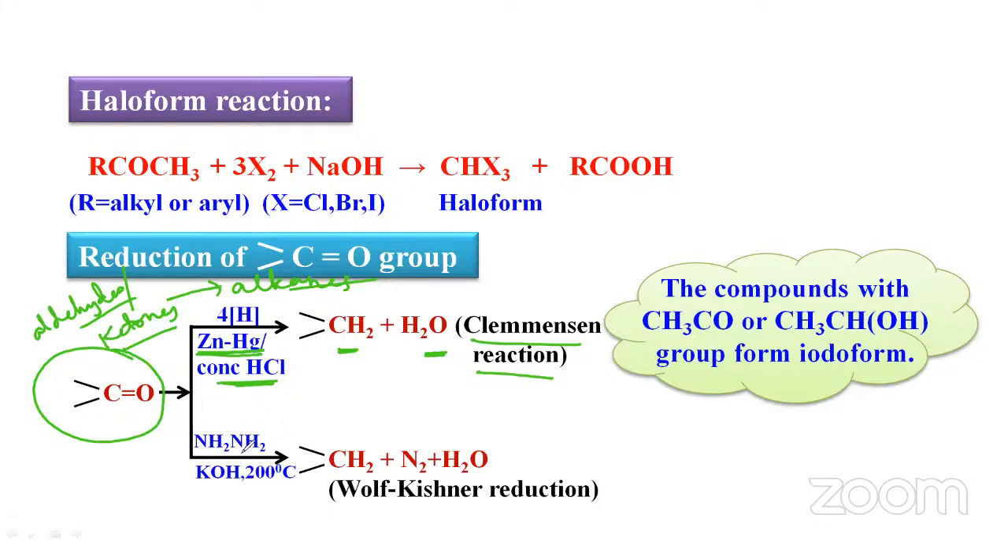Then second, you are going to treat it with hydrazine, in the presence of a base, KOH, potassium hydroxide, at a temperature of 200 degrees Celsius, giving you an alkane, N2 gas is released, and a water molecule. So this is the Wolff-Kishner reduction. These are very important reductions: the Clemmensen reaction and the Wolff-Kishner reduction. You are going to reduce the corresponding aldehydes and ketones into alkanes.